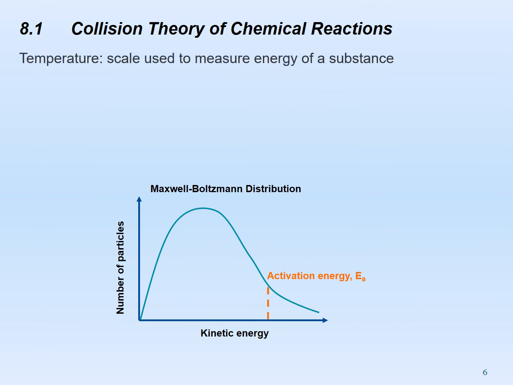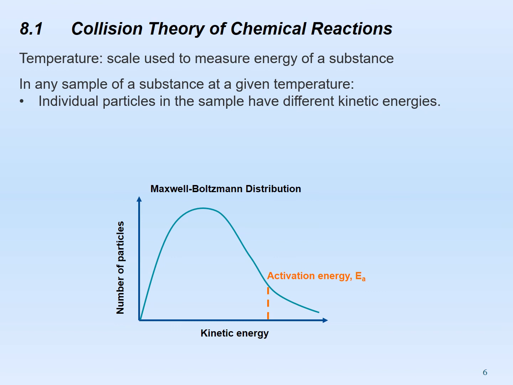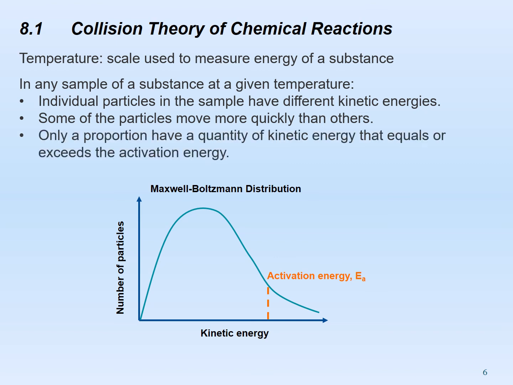Temperature is the scale used to measure energy of a substance. In any sample of a substance at a particular temperature, the individual particles in the sample have different KEs. Some particles move more slowly while some more quickly. Only a proportion have relatively high KE that is equal to or more than activation energy, EA. In this diagram, the blue shaded region under the curve represents the proportion of particles that have KEs that are greater than or equal to EA, meaning that they are energetic enough to undergo effective collisions provided the other criterion, correct orientation, is met.